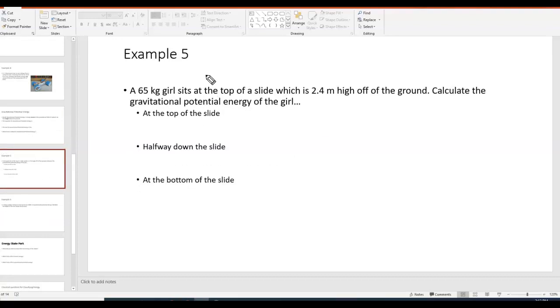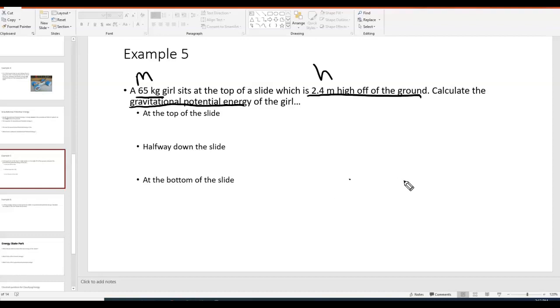Example 5, we have a 65 kilogram girl. So we have the mass of the girl given to us. She sits at the top of the slide, which is 2.4 meters high off of the ground. So here we're given h, which is the height. We're asked to find the gravitational potential energy of the girl at the top of the slide, halfway down the slide, and at the bottom of the slide.